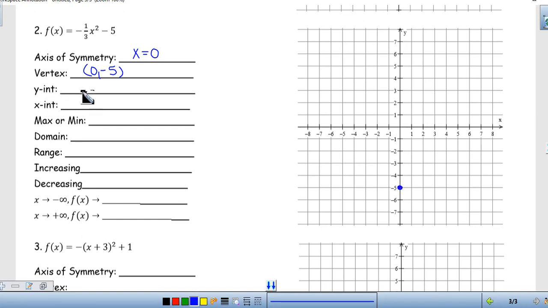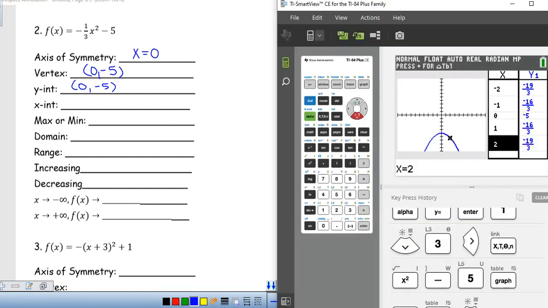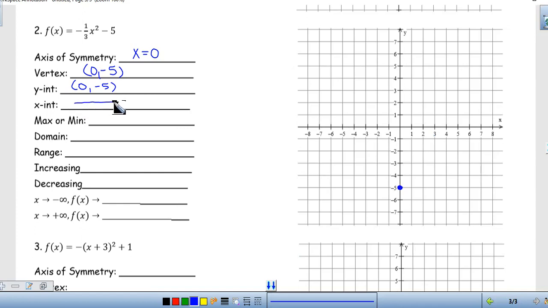Now the y-intercept occurs when we plug a 0 in for x. It's when the graph crosses the y-axis. Well, in this particular case, the y-intercept and the vertex are exactly the same point. Now let's pull our graph back up. Does this graph cross the x-axis? No. So in this particular case, I do not have an x-intercept.